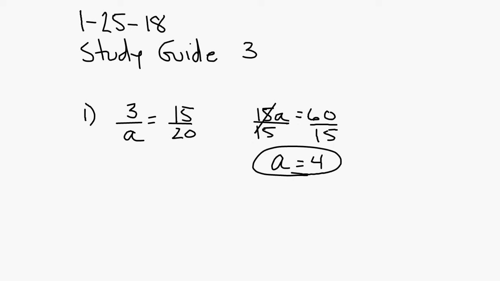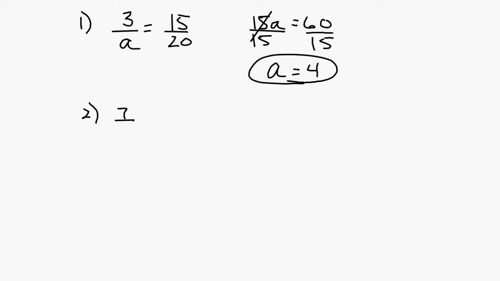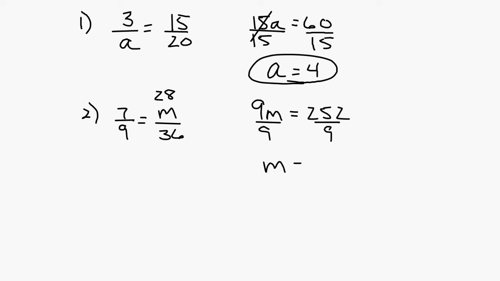Same thing on number 2, 7 over 9 is going to equal M over 36. Sometimes you can do these mentally. 9 goes into 36 4 times, so 7 times 4 would be 28. Or you could just crisscross multiply. 9M is going to equal 7 times 36, 252. Divide each side by 9. M equals 28. Both ways will work.